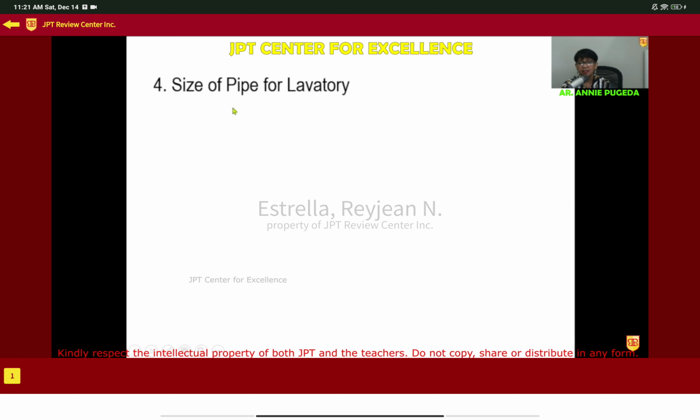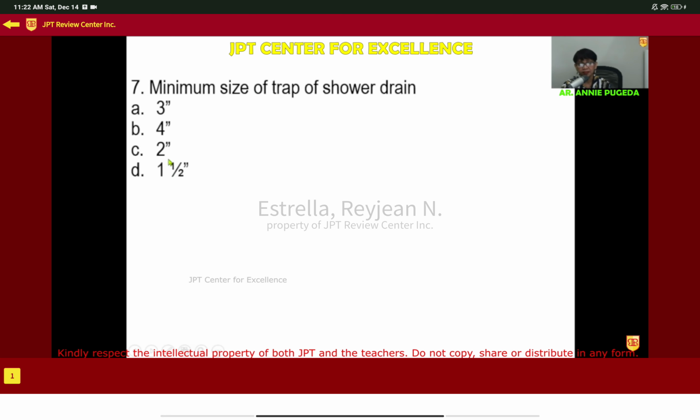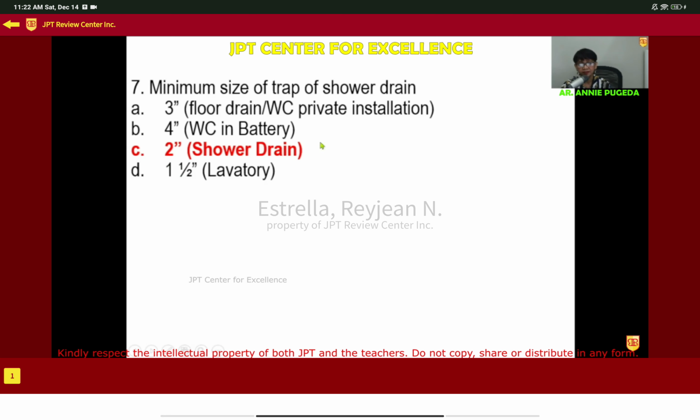Okay? Size pipe for laboratory. Yan na po, laboratory na po yan. Uno media. Floor drain. Naalala nyo kanina? 3. Size of pipe connected to 5 sinks na po yan. So, kailangan po dyan ay, again, pag-aaral po na 1:2, 5, 2.5. Next. Shower drain. Paulit-ulit na lang. So, 3 is floor drain or water closet private installation. 4 inches is water closet in a battery. Marami. 1.5 is lavatory. Ang hinihingi shower drain, therefore 2 inches.